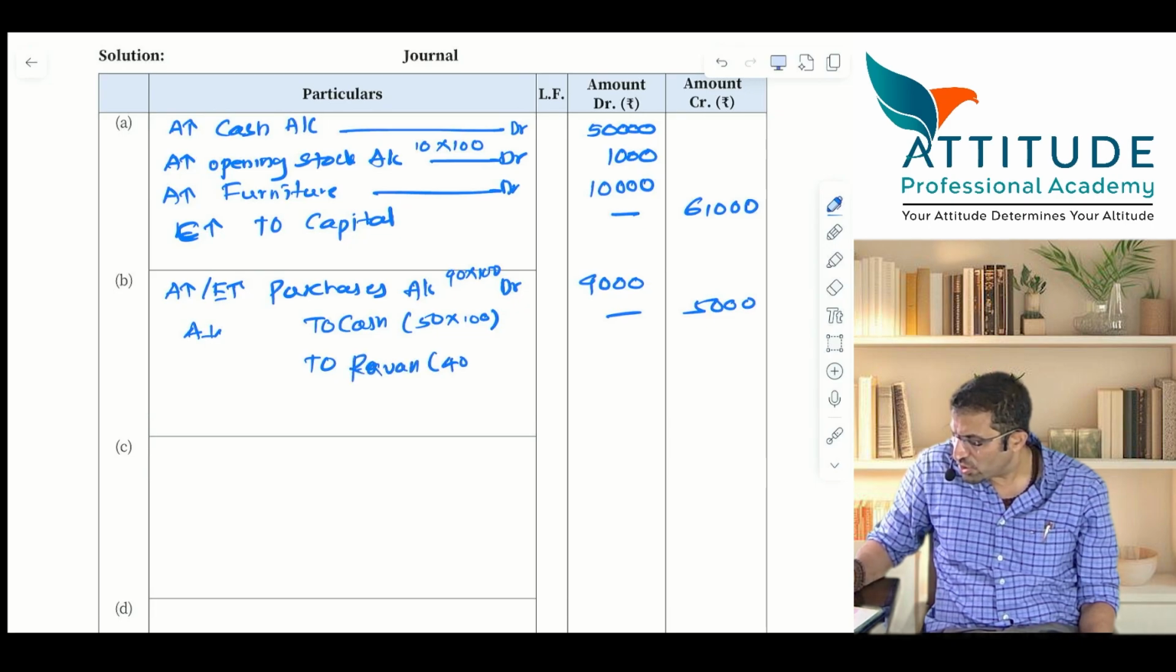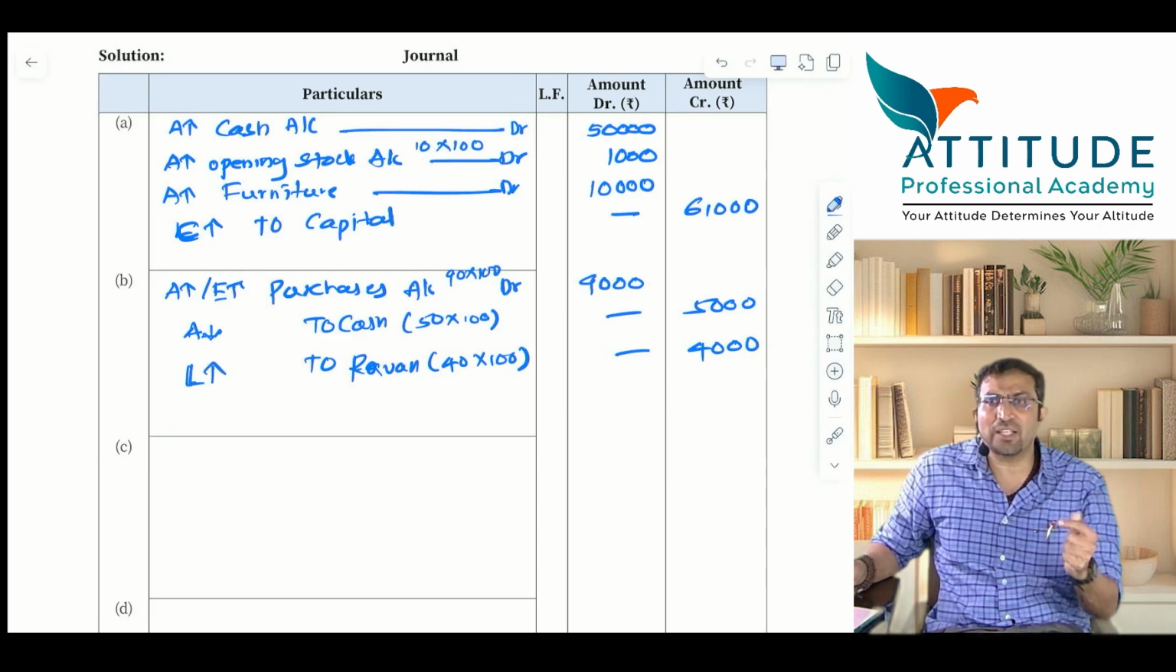How many shirts? 40 into 100, which is how much? 4,000. What should I write here? Ravan ko kya likhu idhar? Very good. Liability increases. Keep on telling me liability increases.